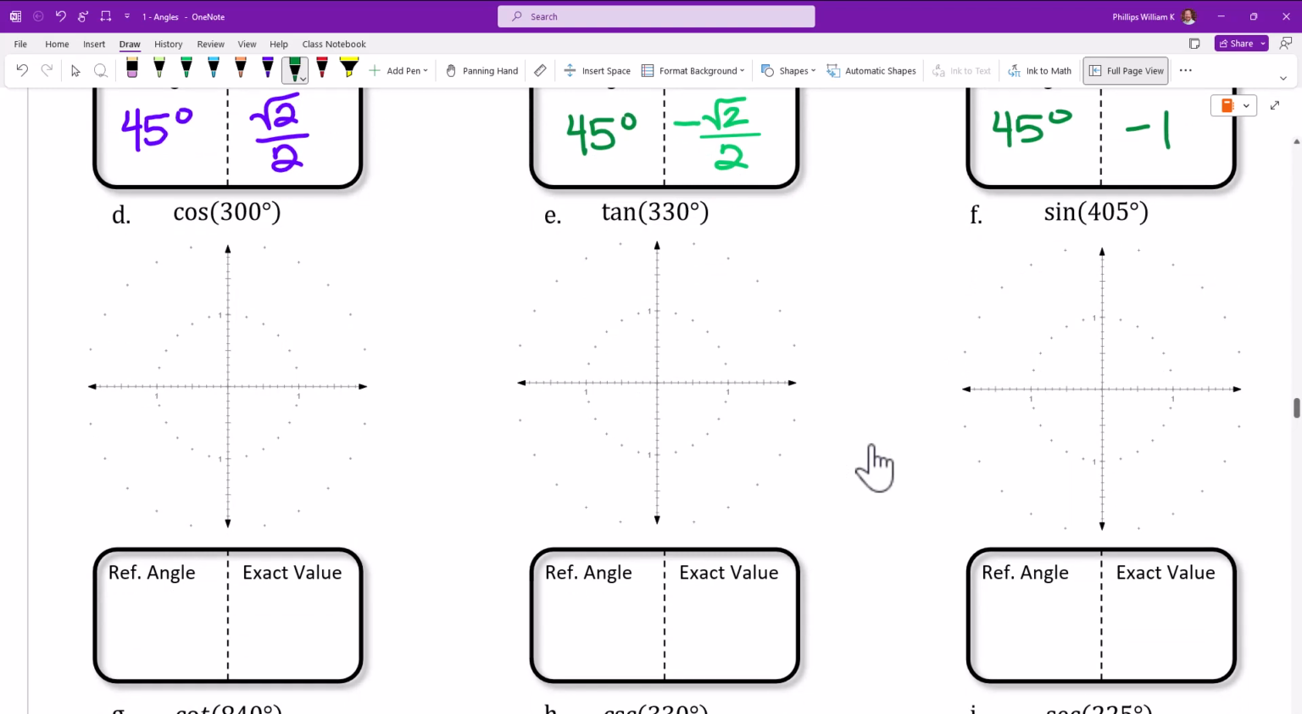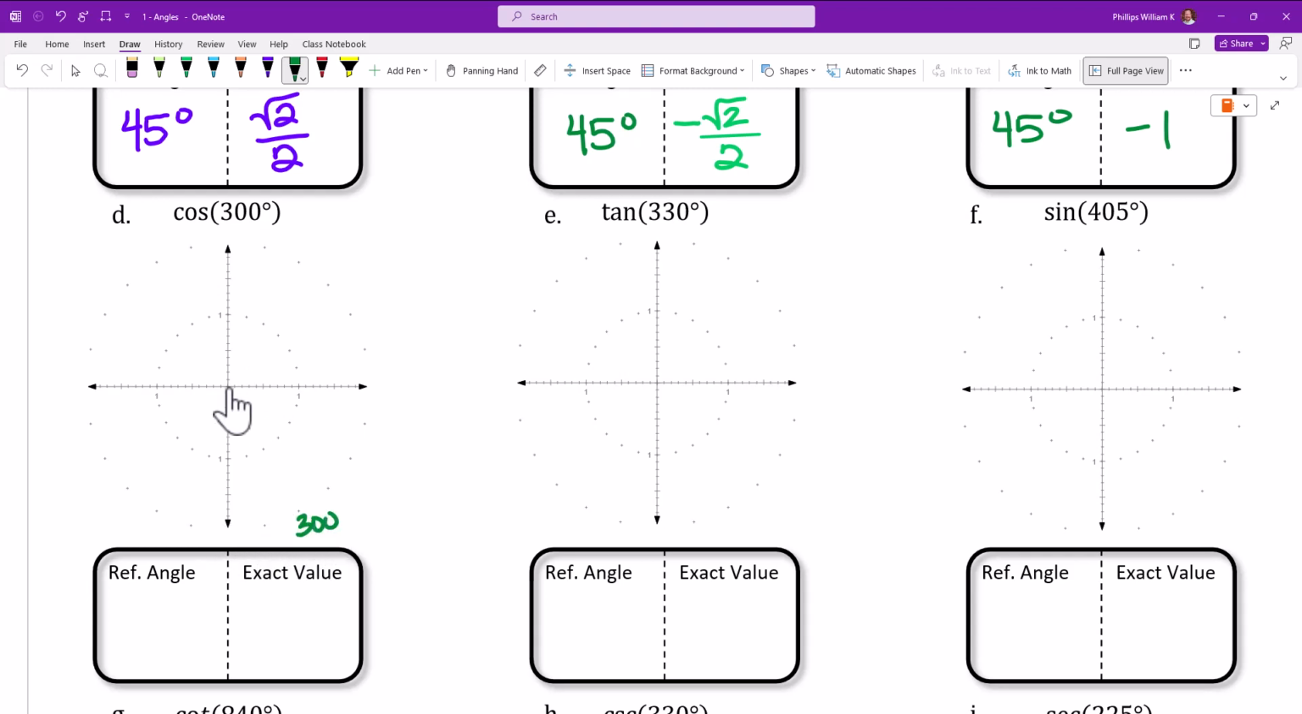I am going to work on letter F because we have not done a problem here where we have an angle that is larger than 405 degrees. Okay, so actually, let me do a different one because y'all have not worked with a 30, 60, 90 either. Let's do D, and then I'll do F, and then I'll let you all try the rest. Okay, so we want 300 degrees. So here, that's 270. So that means this is 300.